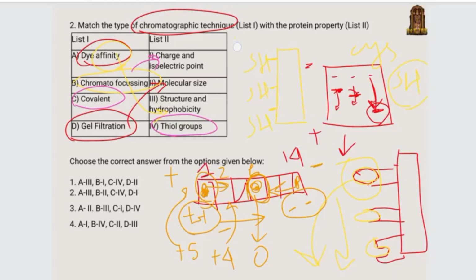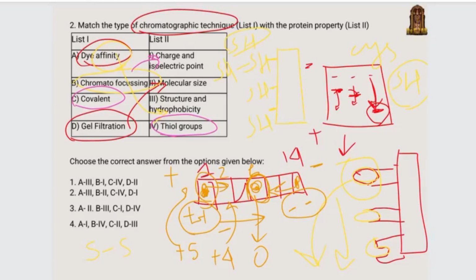So if the SH group is free, before applying the covalent chromatographic technique, we must treat the protein in such a way that we can have a free SH group of our target protein. So that SH group will come here and form what? It will form a disulfide bond. So the bond will be like this. That is a strong covalent bond.